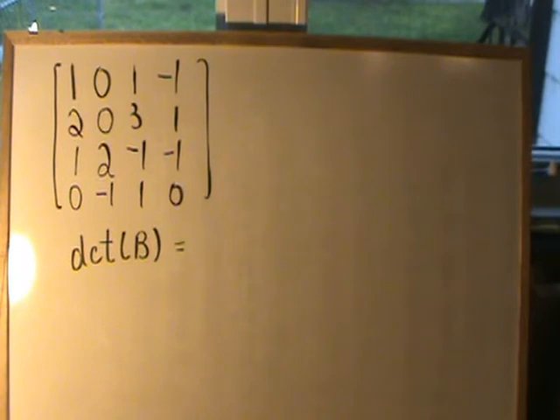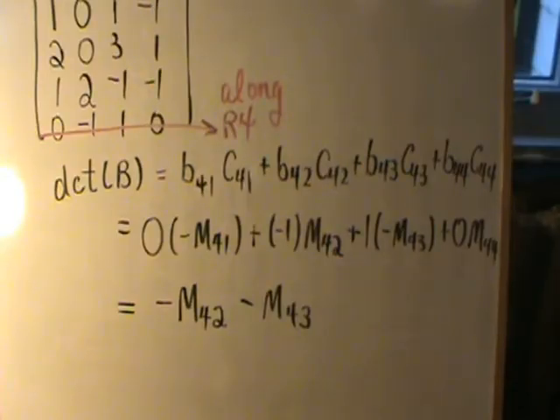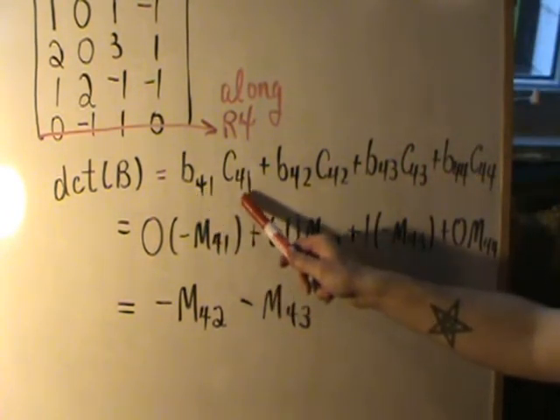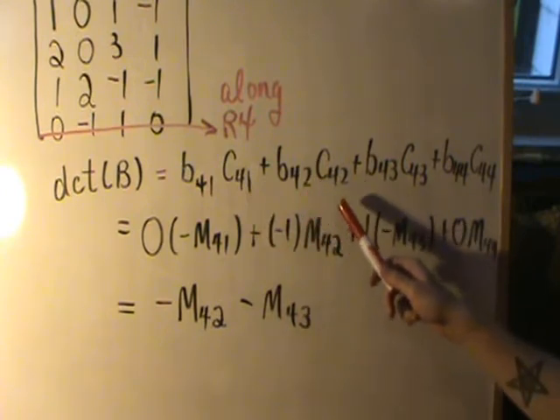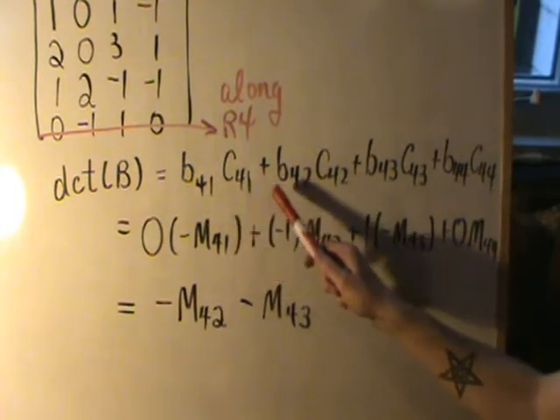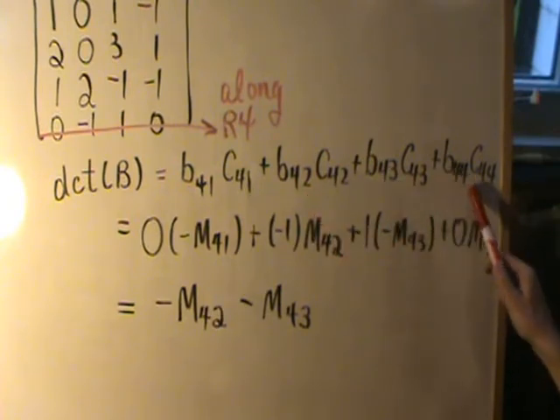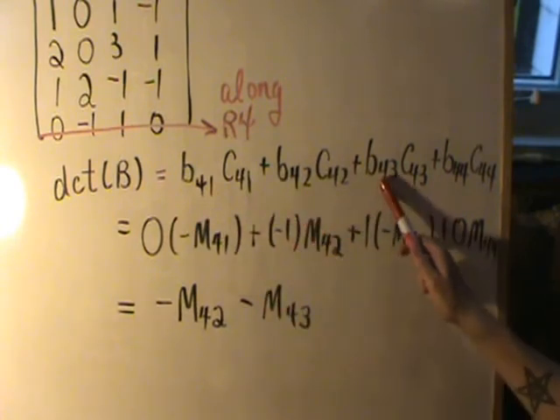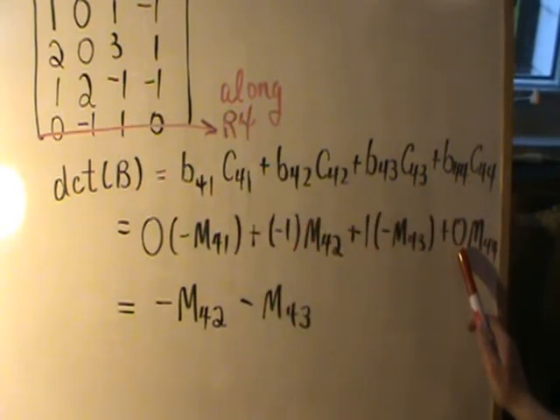So if you decided on row number 4 or column number 2, those are the best choices. So here I've gone ahead and written out our formula for a cofactor expansion along row number 4. Here we have B41 times its cofactor, B42 times its cofactor, all the way up to B44 times its cofactor. Now we're going to replace all of these entries with the corresponding numbers inside that matrix. So here we'll get 0, -1, 1, and 0.